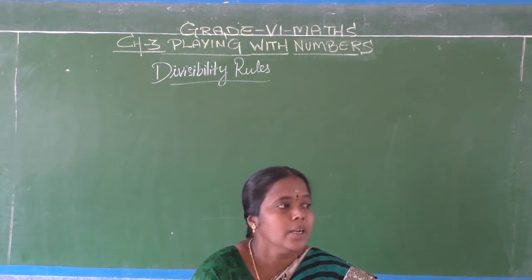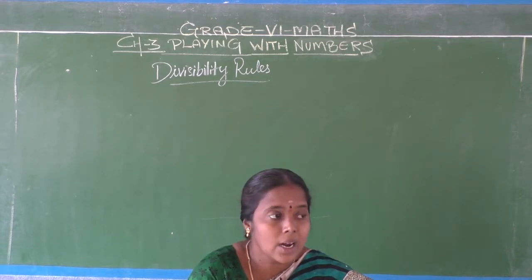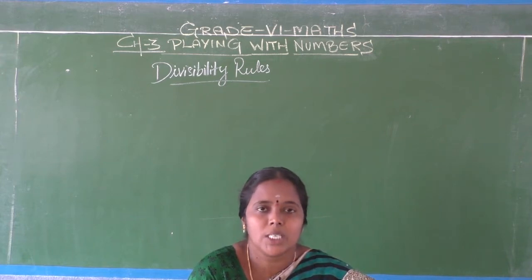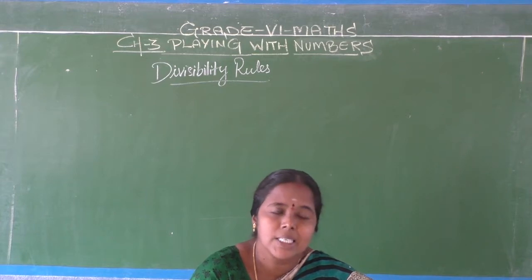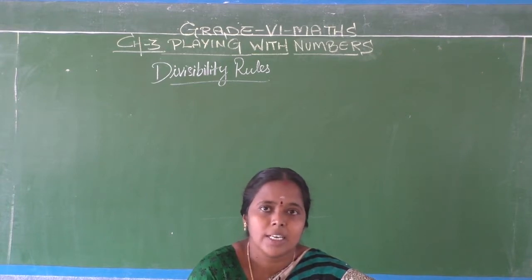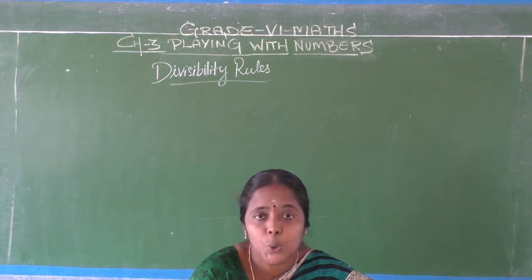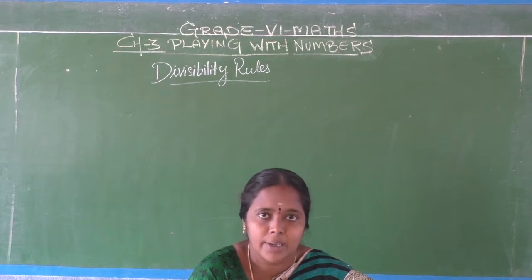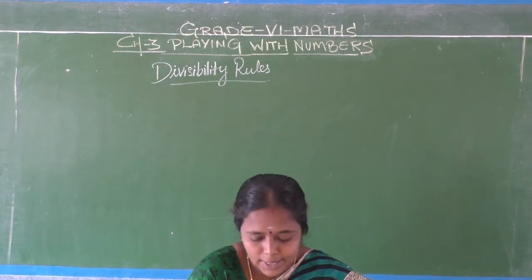For example, 1,508 is divisible by 2, divisible by 3, it is not divisible by 7, like that. Without normal division we can say easily whether it is divisible by that or not. So for that purpose these rules help us. We are going to use these rules for solving division sums easily. About that only we are going to see here in this class.